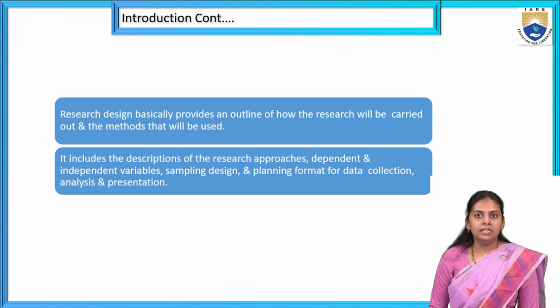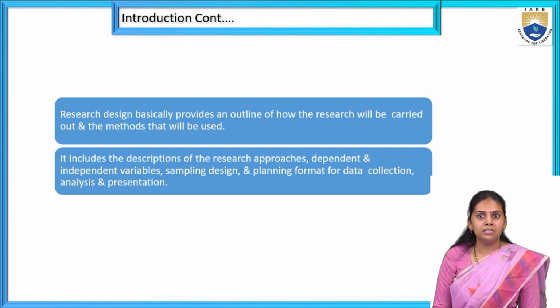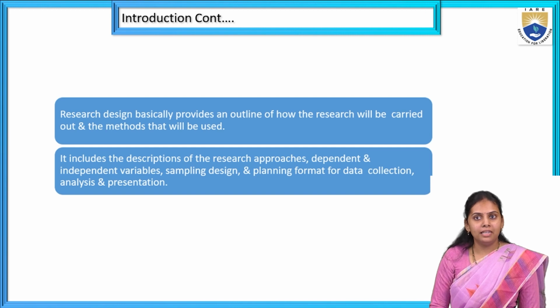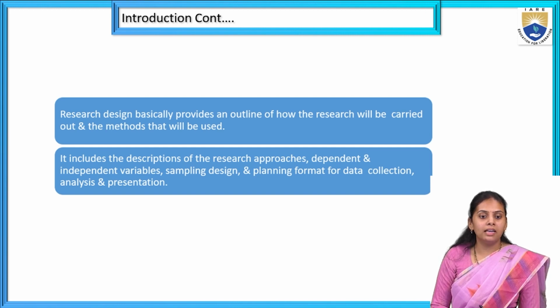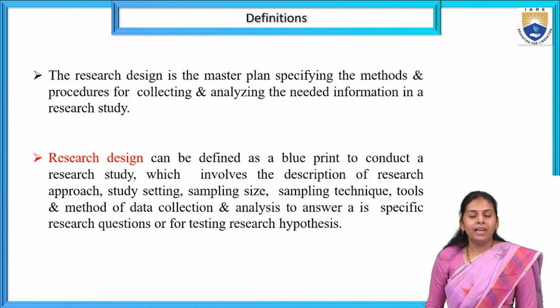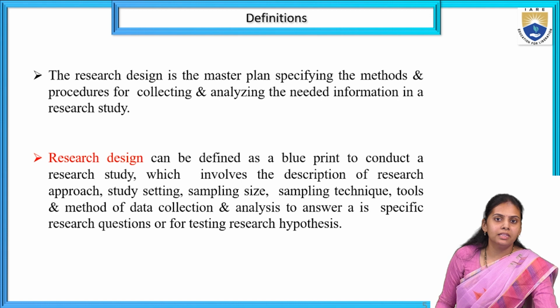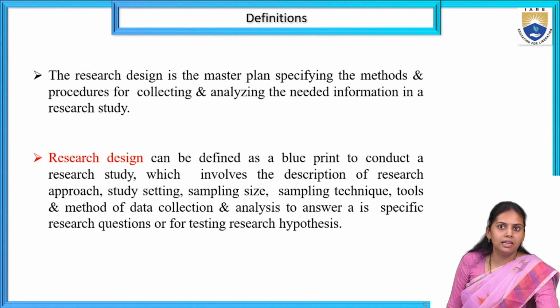Research design basically provides an outline of how research will be carried out and the methods that will be used. It includes the description of the research approaches, dependent and independent variables, sampling design, and planning format for data collection, analysis, and presentation. The research design is a master plan specifying the methods and procedures for collecting and analyzing the needed information in a research study.